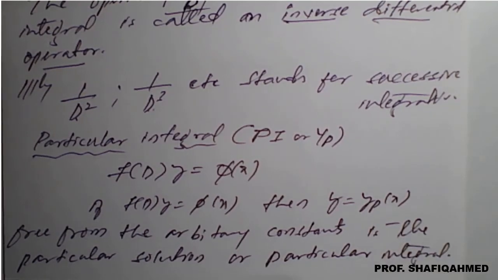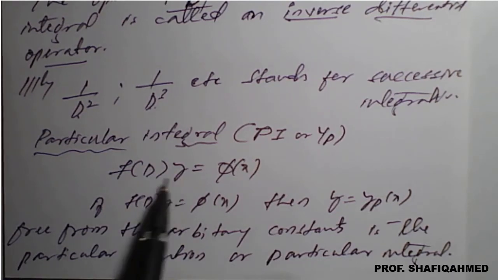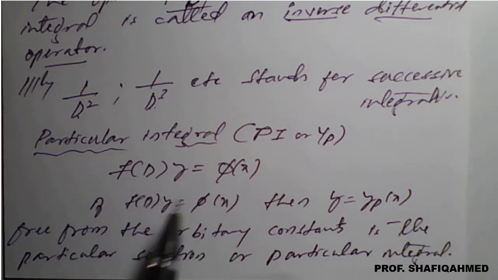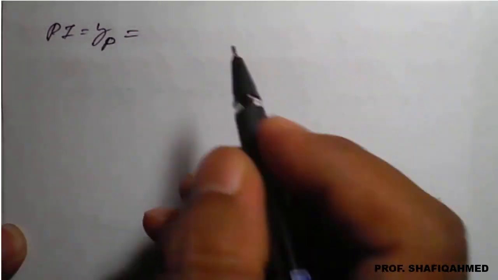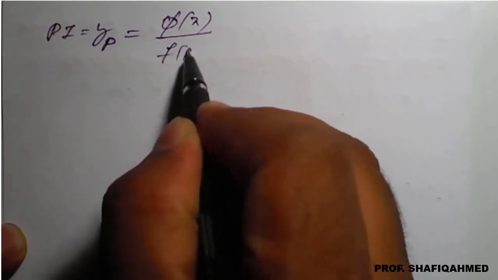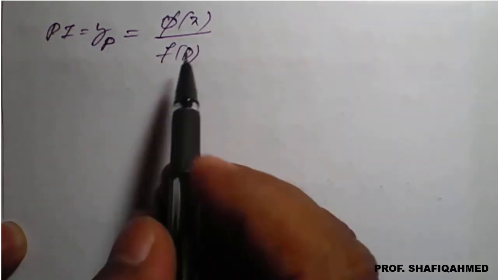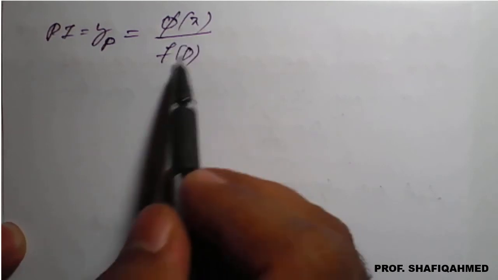Therefore, to get a particular integral, what we have to do is keep y here and shift this f of D to the right hand side, and it becomes phi of x upon f of D. Therefore PI or yp is nothing but phi of x divided by f of D. So phi of x is the right hand side function they will give, and f of D is nothing but the auxiliary equation, and we need to simplify.